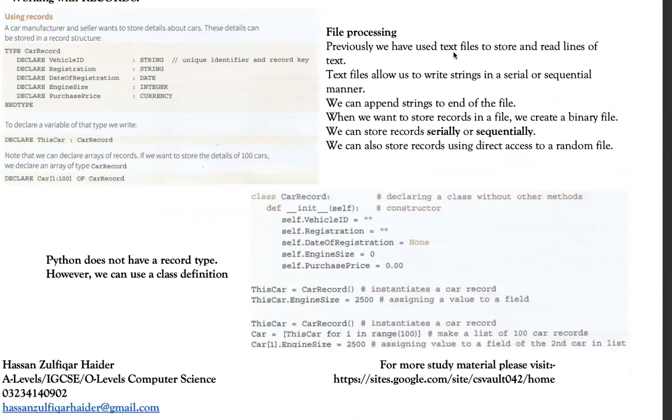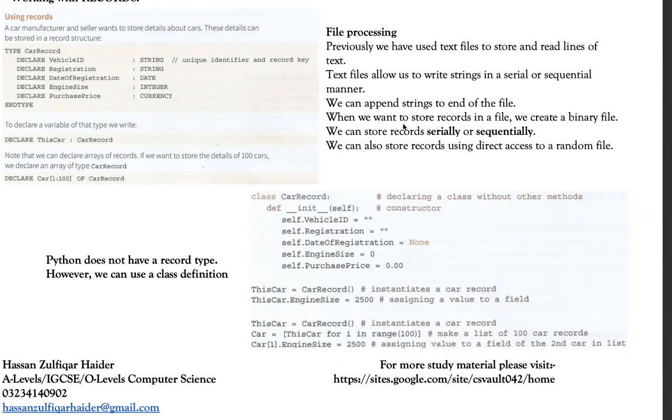Previously, we have studied using text files to store and read lines of text. Text files allow us to write strings in serial or sequential manner. So basically, if you remember, the lines that you write in your text file are in order of how they were written in the text file. If you are using the append mode, which basically means that you're adding a string at the end of the existing file, the order of the strings added to your text file will be based on what line was written first will be on the top and every other line will come at the end. So this is how serial access is maintained.